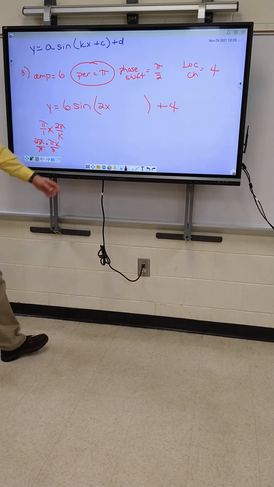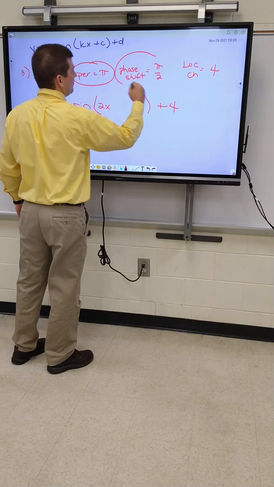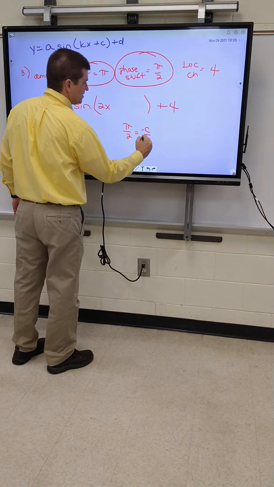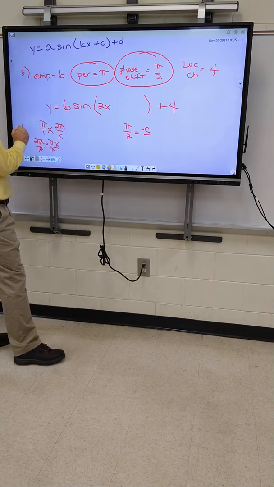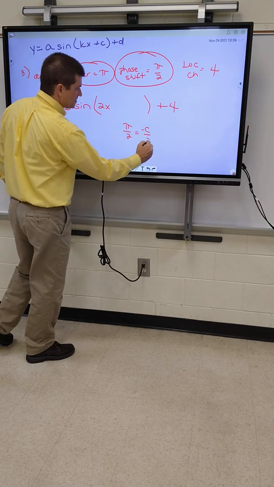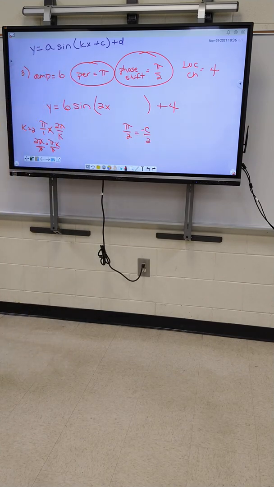All right, so to do the other half of the problem, I take what they give me here, which is pi over 2, and set it equal to negative c over k. But we already found out that k is 2, because I already plugged it in right there. So it'll be negative c over 2. All right, y'all cross multiply and divide that, and we'll see what you get.